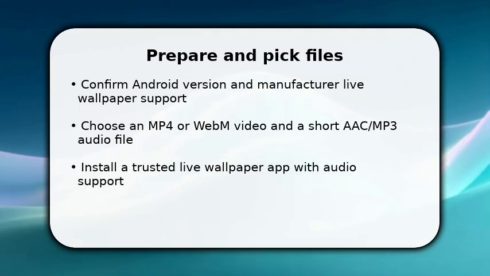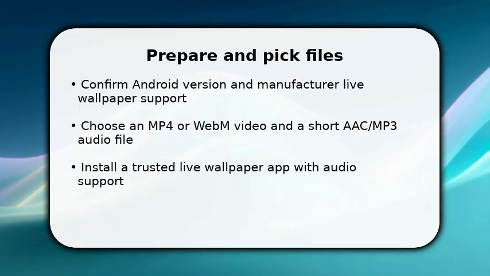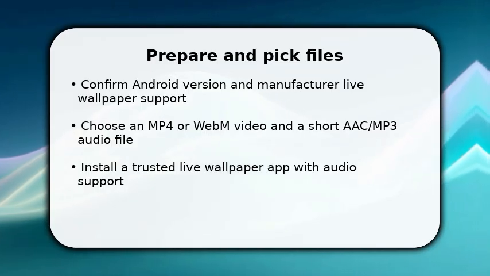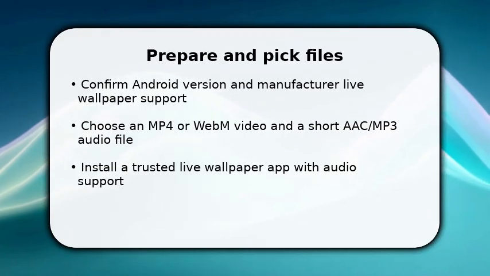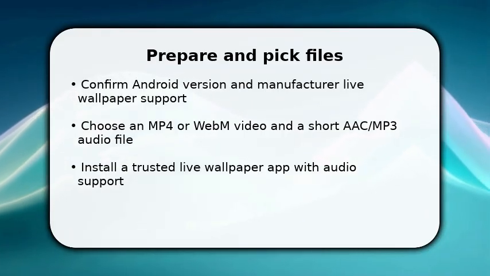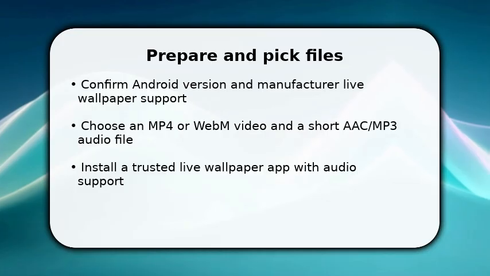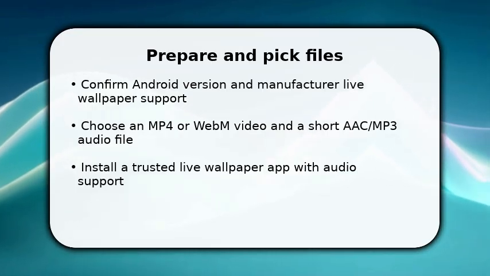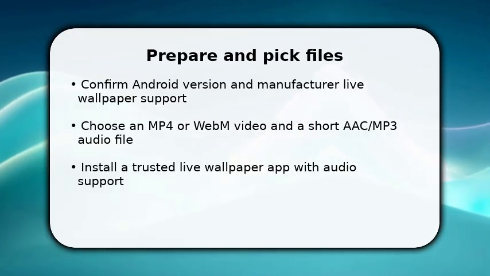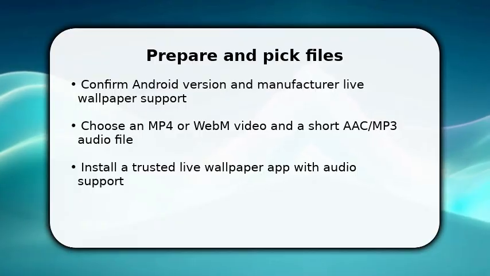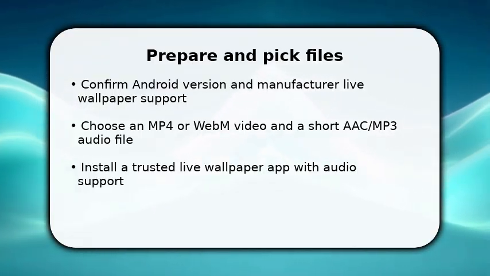Enjoy the video. You start by confirming your phone supports animated wallpapers with audio. Not all launchers allow sound. Once done, pick a short looping video in MP4 or WebM and a small AAC or MP3 audio track so it won't drain resources. Make sure you install a reputable live wallpaper app that explicitly lists audio support. Otherwise, Android will mute sound. You'll also grant storage permission when prompted, so the app can access your media.